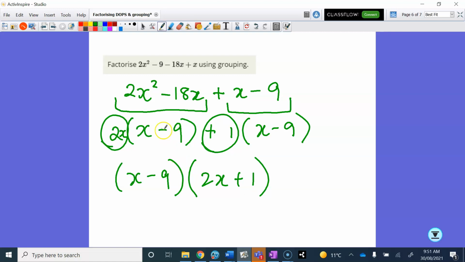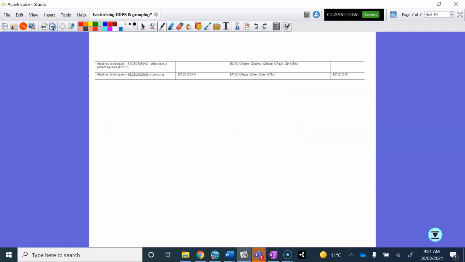So your challenge today is to work through some examples from exercise 8D and some examples from exercise 8E in terms of difference of perfect squares and factorising by grouping.